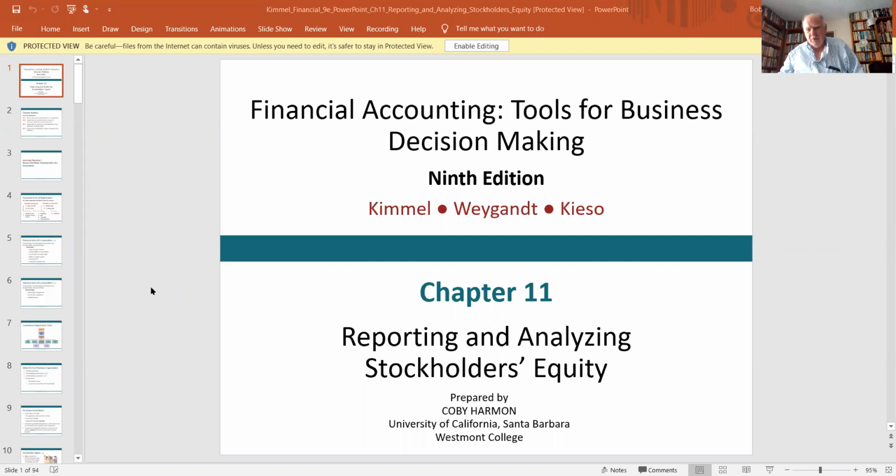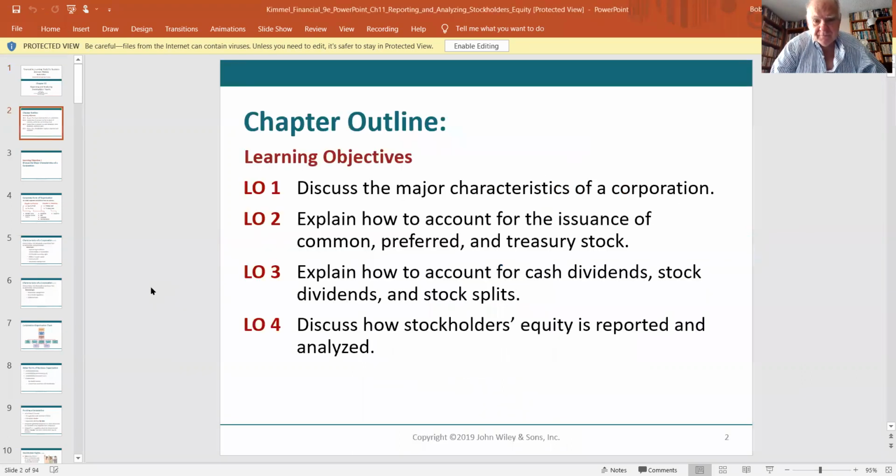Yes. Okay, thank you. All right, in the prior chapter, we went through raising money through bonds. Now we're gonna do it through a stock issue. So let's see what we have here. Discuss the major characteristics of a corporation, how to account for treasury stock. Cash dividends. All right, let's have some fun with this.